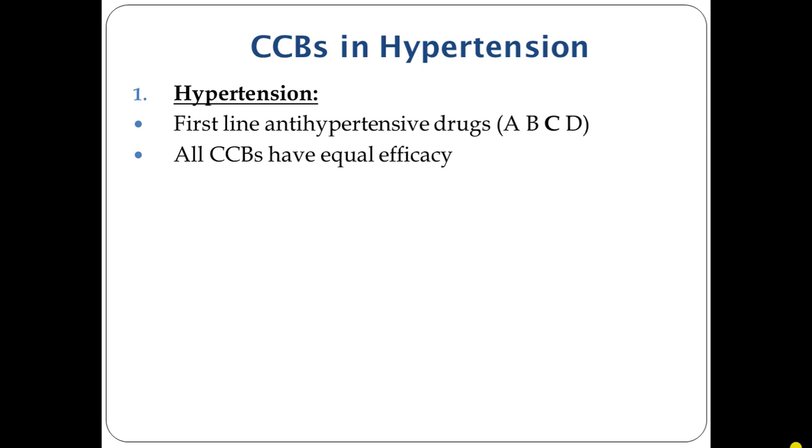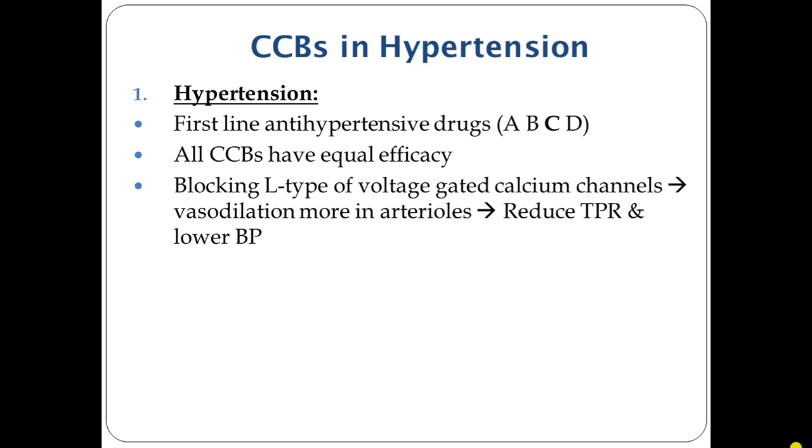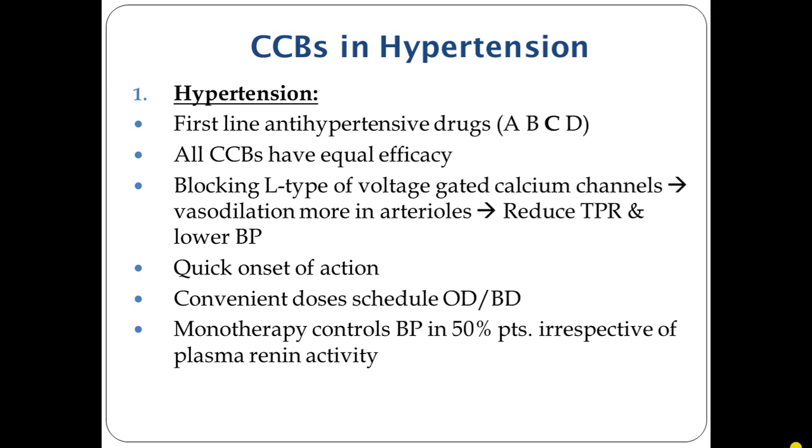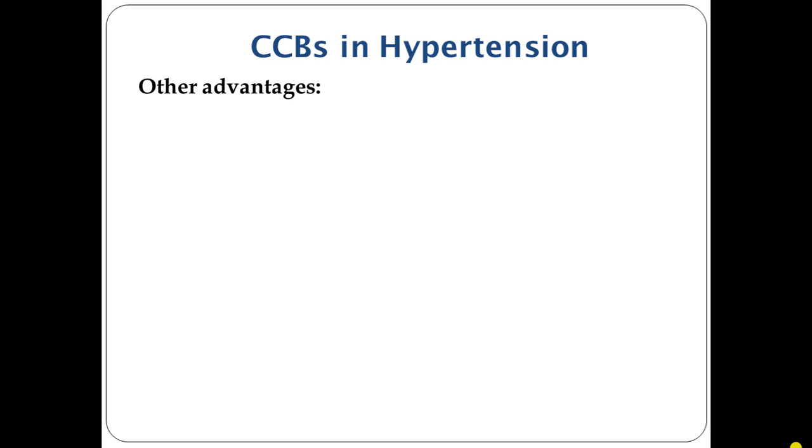All calcium channel blockers have equal efficacy. They act by blocking L type voltage gated calcium channels, and vasodilatation, which is produced more in the arteries, causes reduction in total peripheral resistance and ultimately lowering of the diastolic BP more than the systolic BP. They have quick onset of action. Convenient dosage schedule is there, once a day or twice a day. Monotherapy is effective in controlling the blood pressure in 50% of patients irrespective of the plasma renin activity.